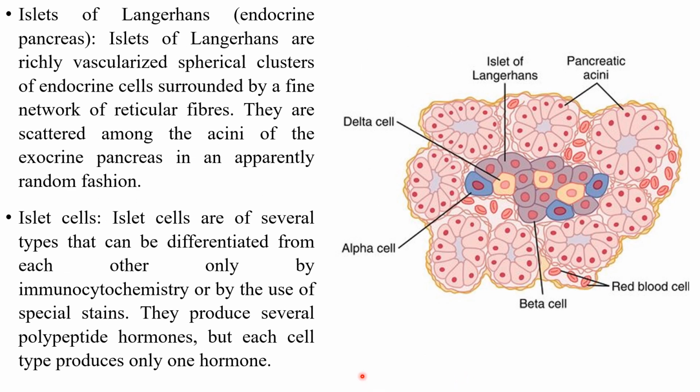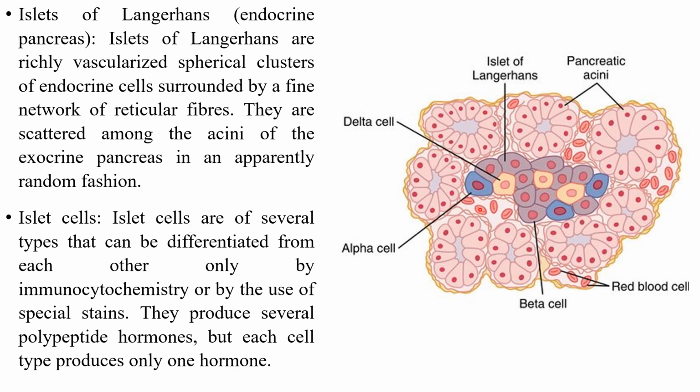Let us move on to the endocrine part of the pancreas, which are called islets of Langerhans. Islets of Langerhans are richly vascularized spherical clusters of endocrine cell masses surrounded by a fine network of reticular fibers. They are scattered among the acini of the exocrine pancreas in an apparently random fashion.